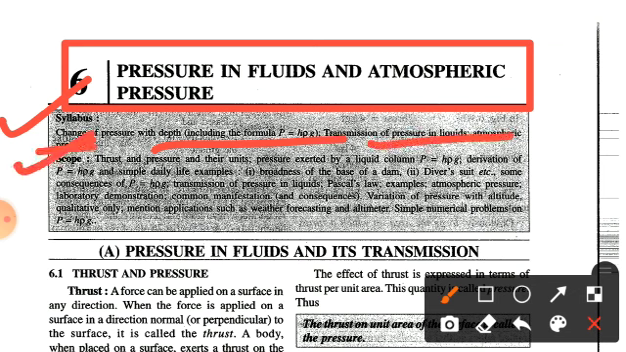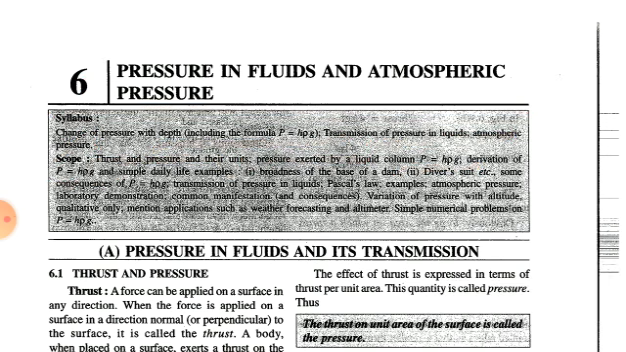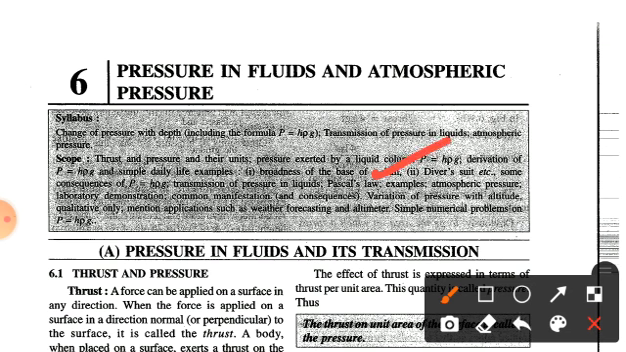After that you have to cover the scope, that is thrust and pressure and their units. Pressure exerted by a liquid column, which is P equals h rho g, derivation of P equals h rho g, and simple daily life examples like the broadness of the base of a dam. Clear? Then diver's suit, etc. Some consequences of h rho g, transmission of pressure in liquids, Pascal's law, examples, atmospheric pressure, laboratory demonstration, common manifestation and consequences. Then you have to study the variation of pressure with altitude, qualitative only. Mention applications such as weather forecasting and altimeter, and simple numerical problems on h rho g.